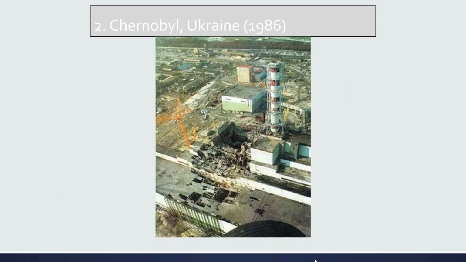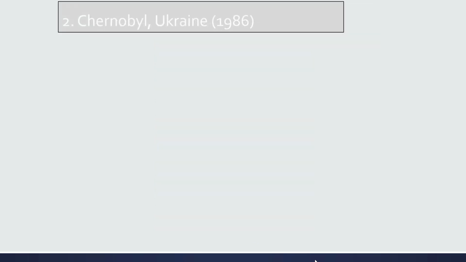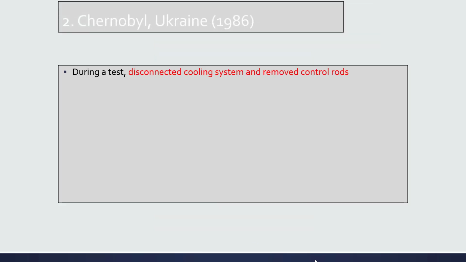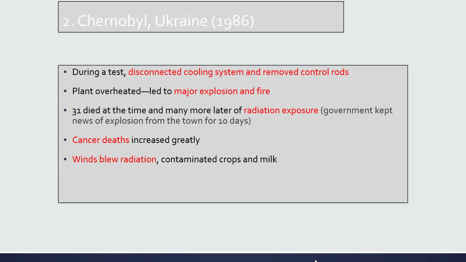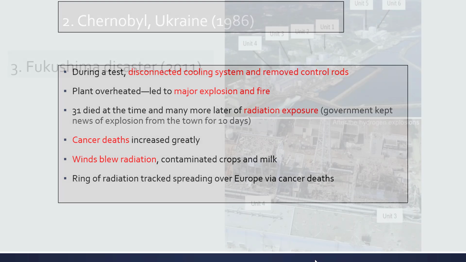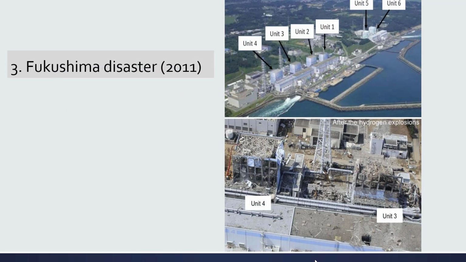Okay, Chernobyl. Same idea, worse outcome. Major explosion. For 10 days, a local government did not tell people in Chernobyl that there was a problem. Most of those people died, even though they were taken elsewhere after that 10 days. And then there was a ring of cancers that occurred for a decade after that explosion, because of the nuclear fallout. Okay, and then we just had Fukushima.